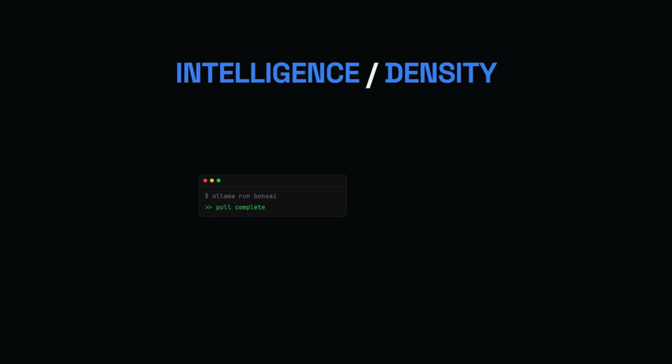PrismML calls this intelligence density, and I think it is the real story of the year. A model this smart used to demand a real GPU. Now it lives on your everyday card with room to spare, and every step it runs costs you exactly nothing.